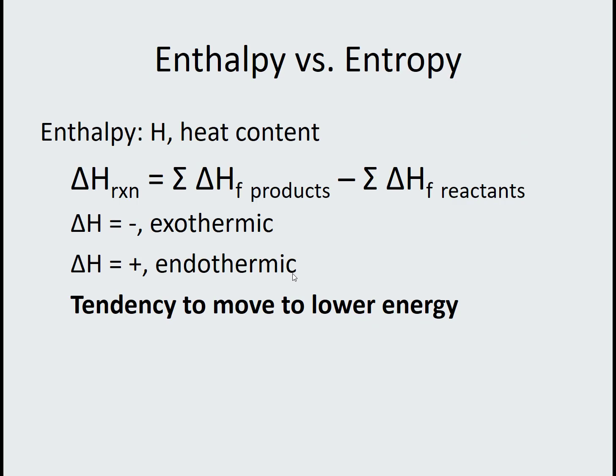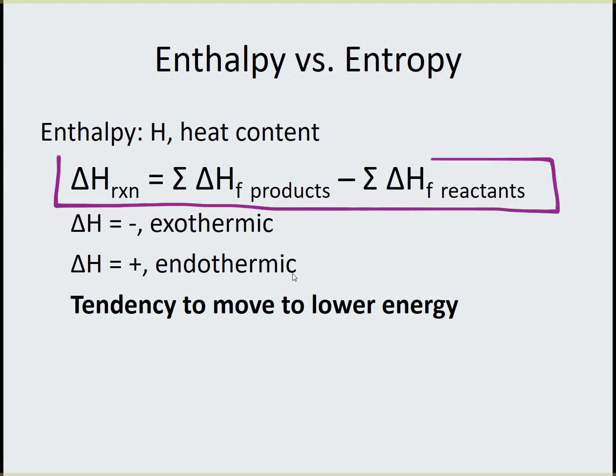So in a previous goal, we've already talked about enthalpy. You can find enthalpy using this equation, products minus reactants. And again, those are looked up on a chart. And if you calculate it and it is found to be negative, then you know it's exothermic. If it is positive, that means it's endothermic. And again, there's a tendency in nature to move towards a lower energy.